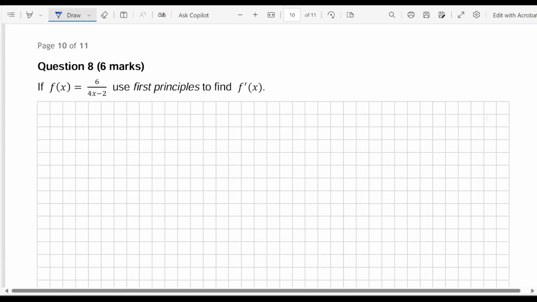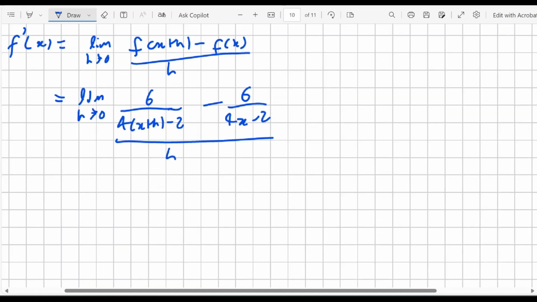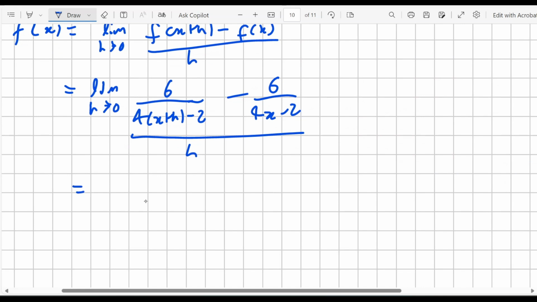All right, we got this one, which is a fraction first principle now. So we'll start this out as we normally do. F dash of x is the limit as h goes to 0, f of x plus h take f of x all over h. Now this is going to be the limit as h goes to 0, 6 over 4 brackets x plus h, take 2, take 6 over 4x, take 2, all over h.